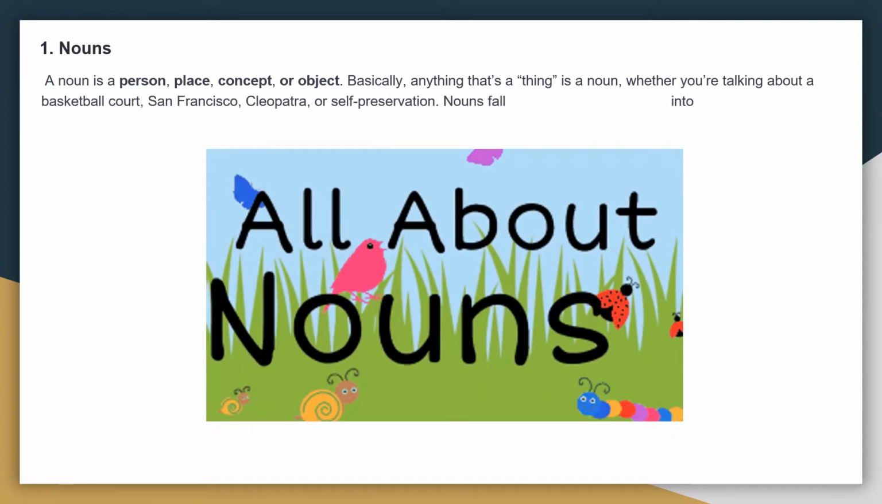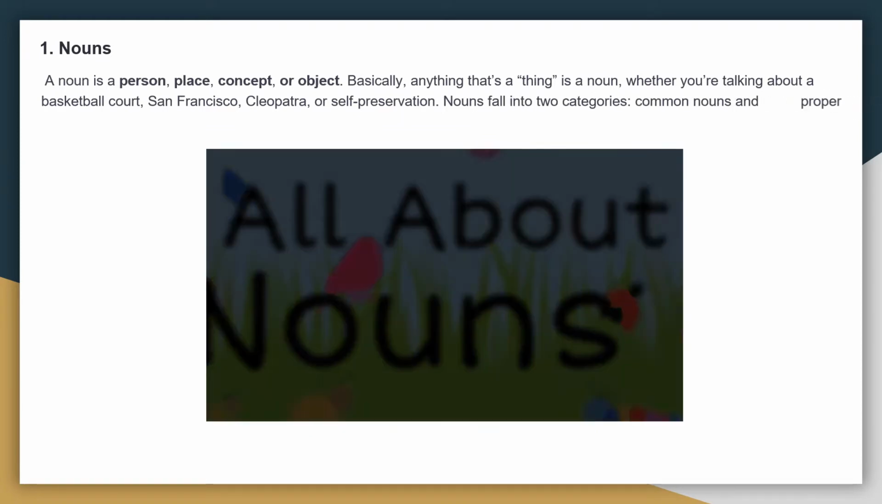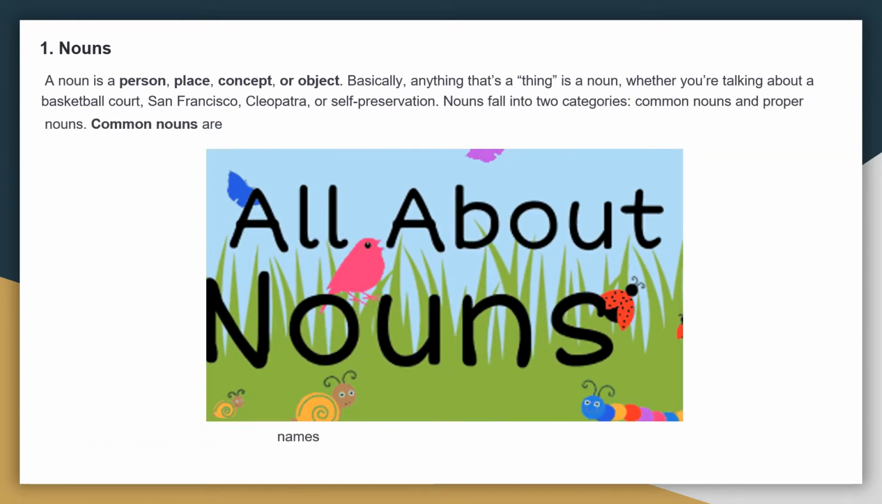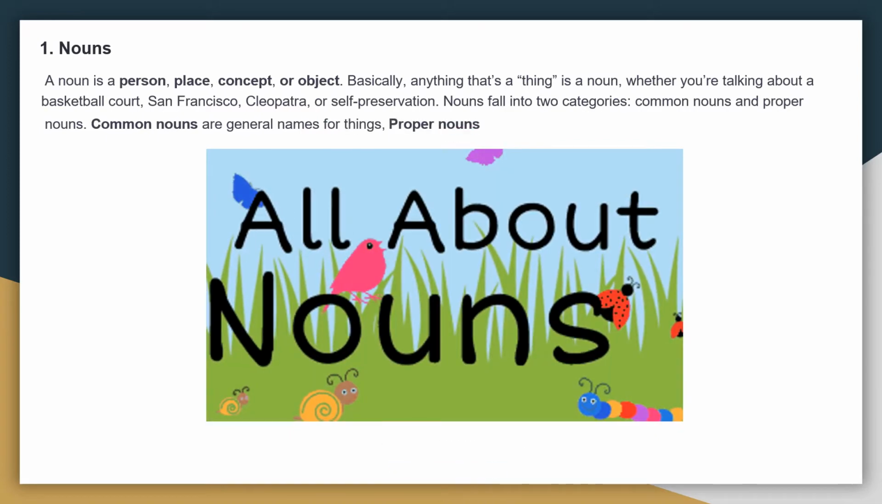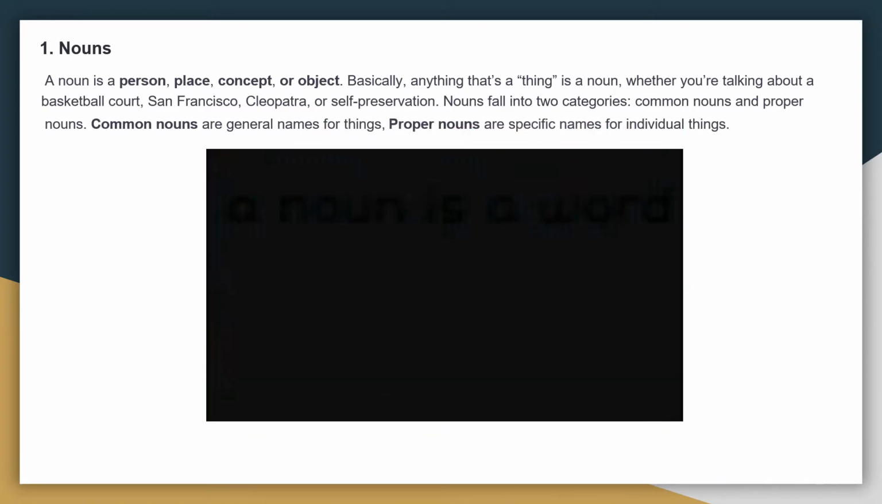Nouns fall into two categories: common noun and proper noun. Common nouns are generally names for things. Proper nouns are specific names for individual things.